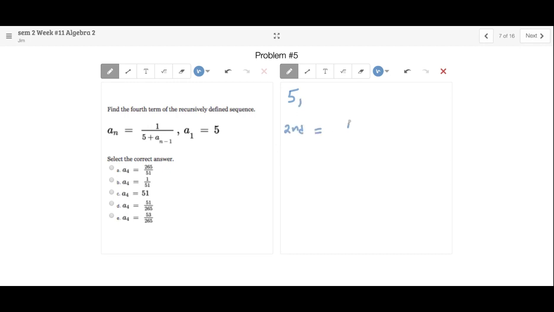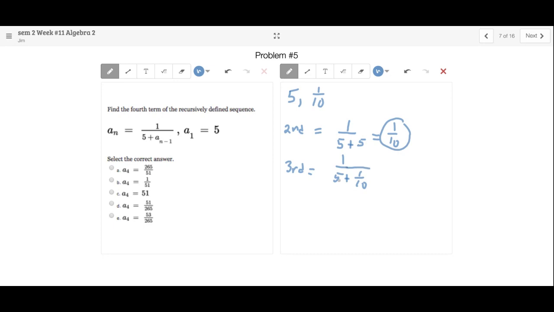Well, how do I find that? I have to go 1/5 plus the previous term, which is 5, right? So that gives me 1/10. You guys get that? So the second term is 1/10. Now this is where it's all going to go to heck if you don't know how to get a common denominator. So to find the third term, it's going to be 1/5 plus the previous term. Well, the previous term is 1/10.